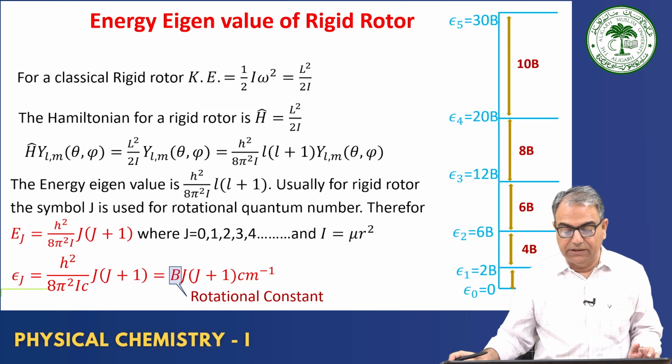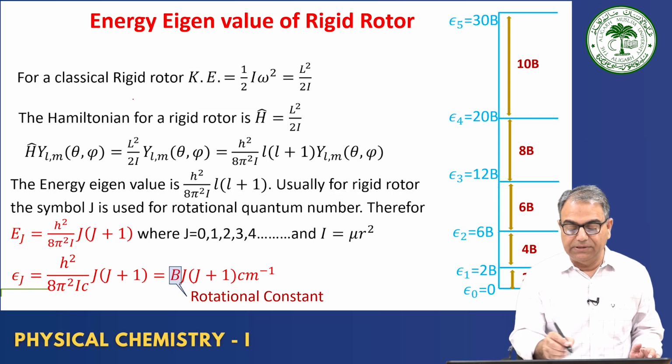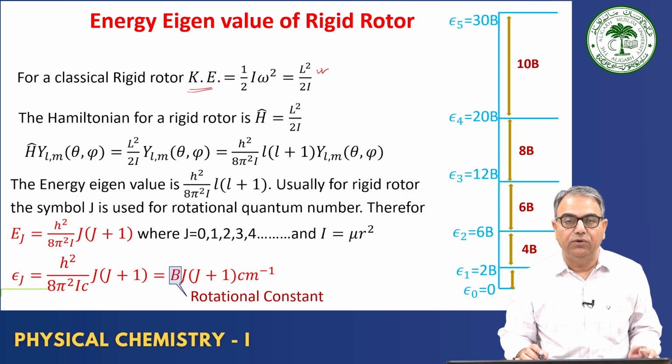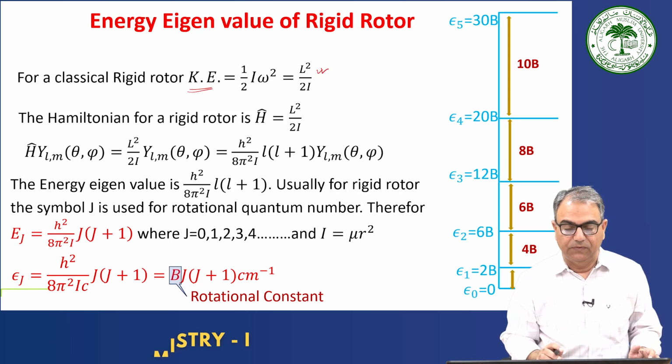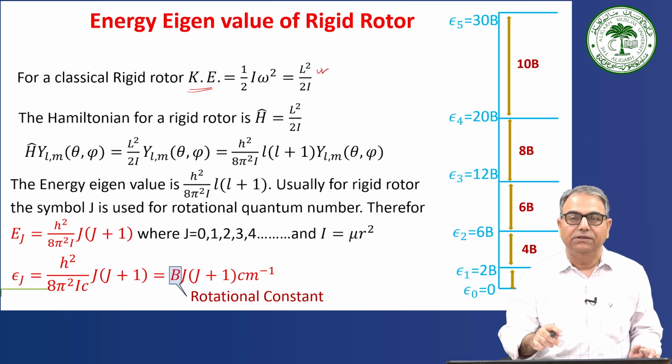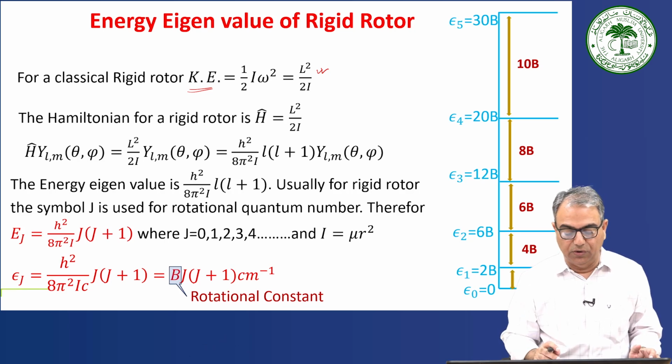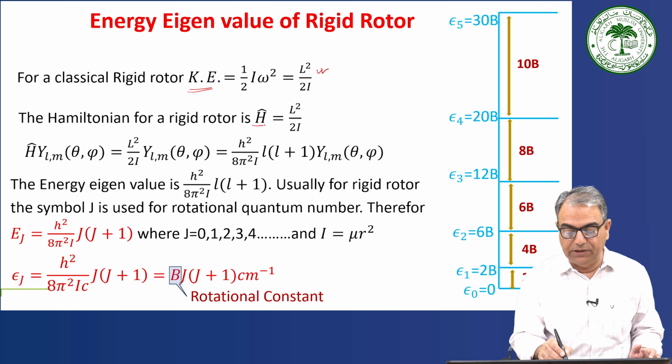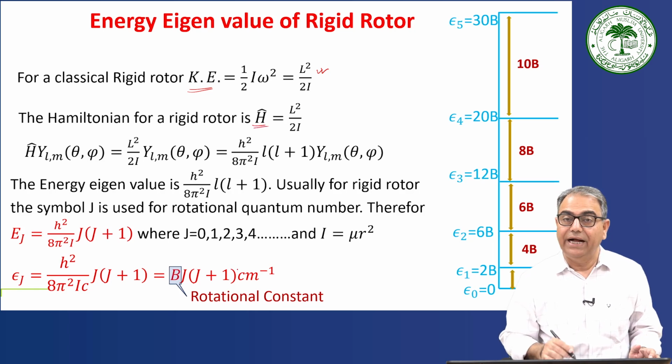If you look at the classical concepts of this rigid rotor, from the classical concepts I have given you in the very first slide that kinetic energy is equal to L square by 2I. And what is the Hamiltonian? Hamiltonian is kinetic energy plus potential energy. Since it's a free rotation, potential energy is 0. So the Hamiltonian is equal to L square divided by 2I, and the energy we have already found is h square divided by 8 pi square I, L into L plus 1.